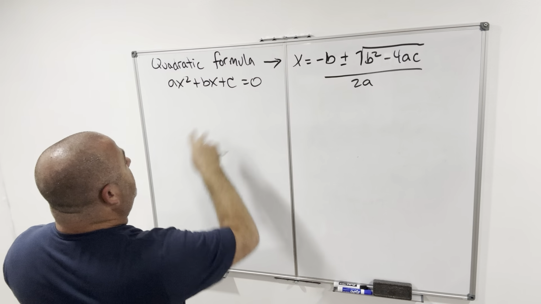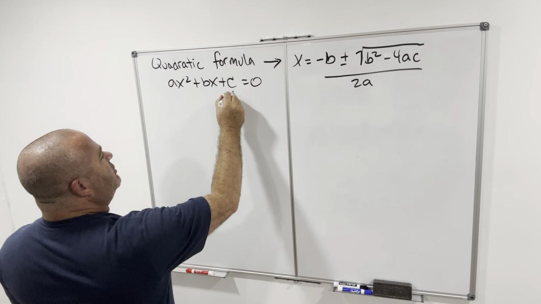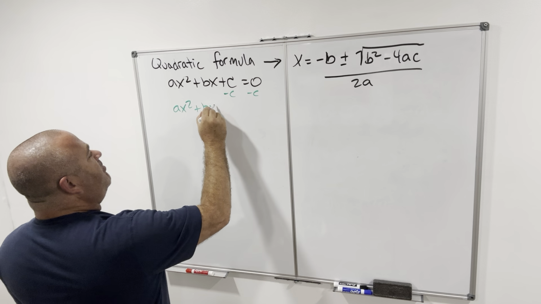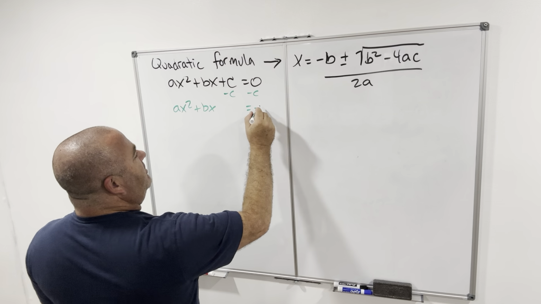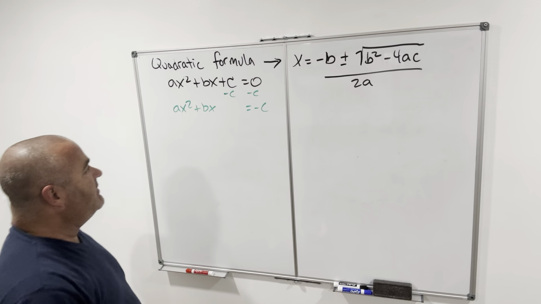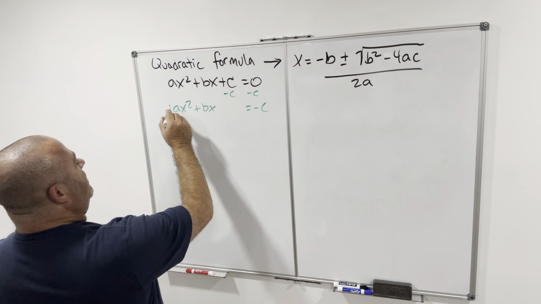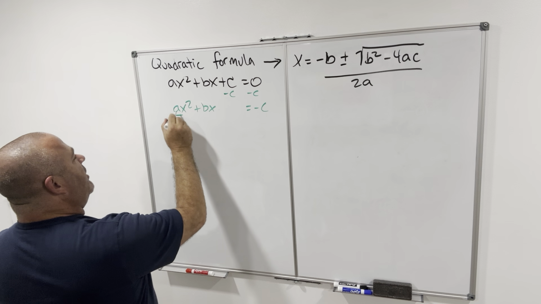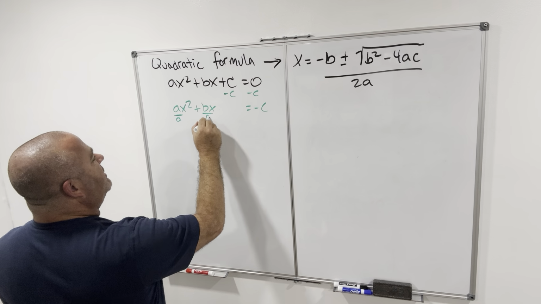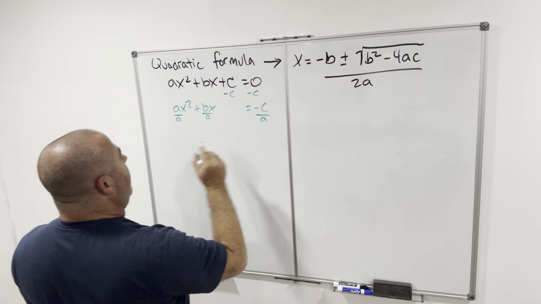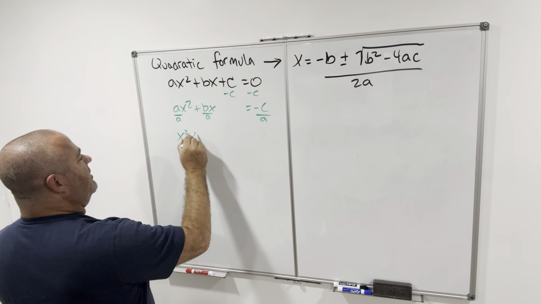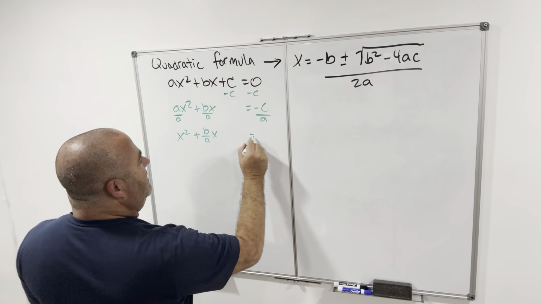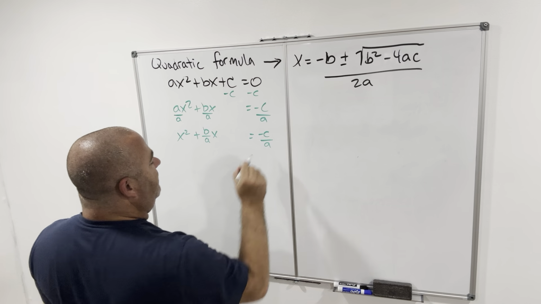So we're going to begin with this equation, and we're going to subtract c from both sides. That gives us ax squared plus bx is equal to negative c. Now, here's where we're going to divide everything by a. So we want to get rid of the leading coefficient, so we have to divide every term by a. That gives us x squared plus b over a x equal to negative c over a.